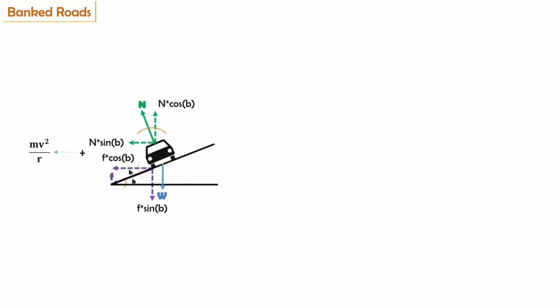Here, there are two components acting radially inwards. One is N sin B and the other is F cos B. So by combining these two, we'll get mv squared divided by r. Consider this as equation number 1.